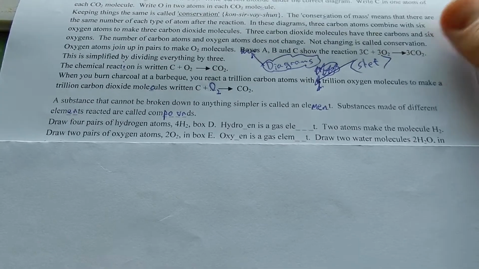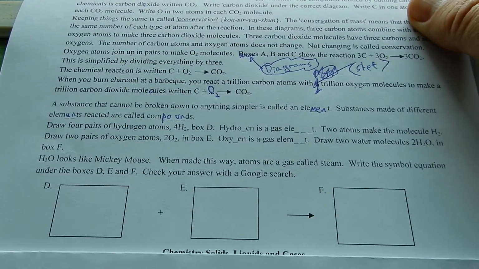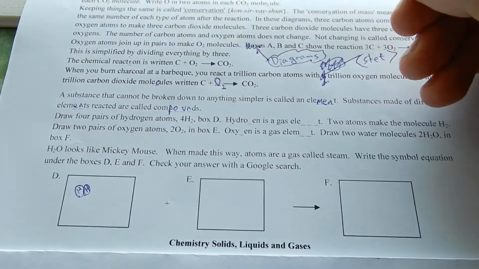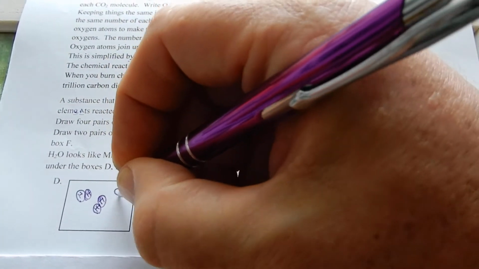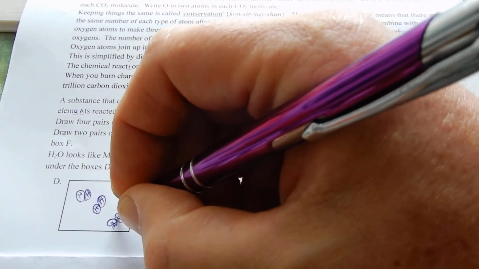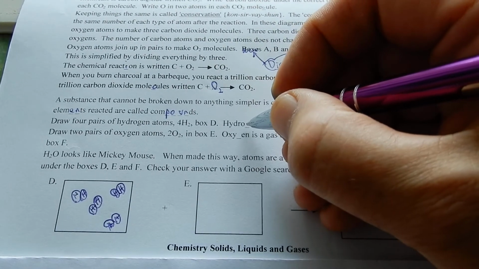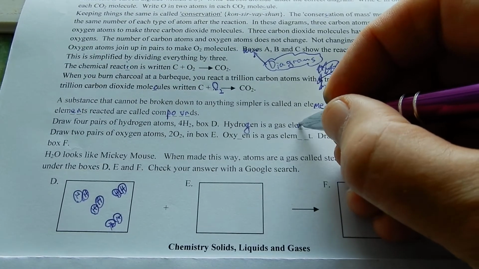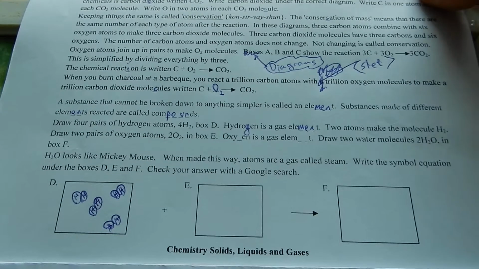Draw 4 pairs of hydrogen atoms, 4H2, in box D. 4 hydrogen molecules. 1, 2, 3, 4. Gases all over the place, filling the box. Hydrogen is a gas element. 2 atoms make the molecule H2.